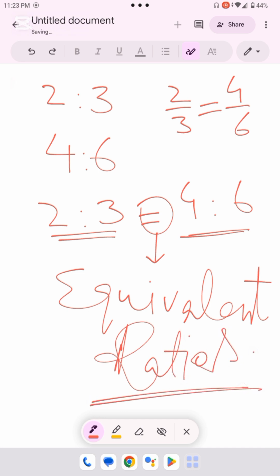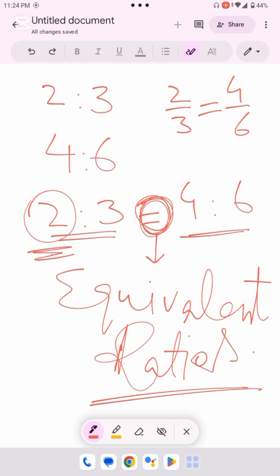This is called proportion. So you can say the equality between two identical ratios, or two equivalent ratios, is called proportion. Proportion tells us that if you raise the first quantity, the other quantity will also be raised at the same rate.